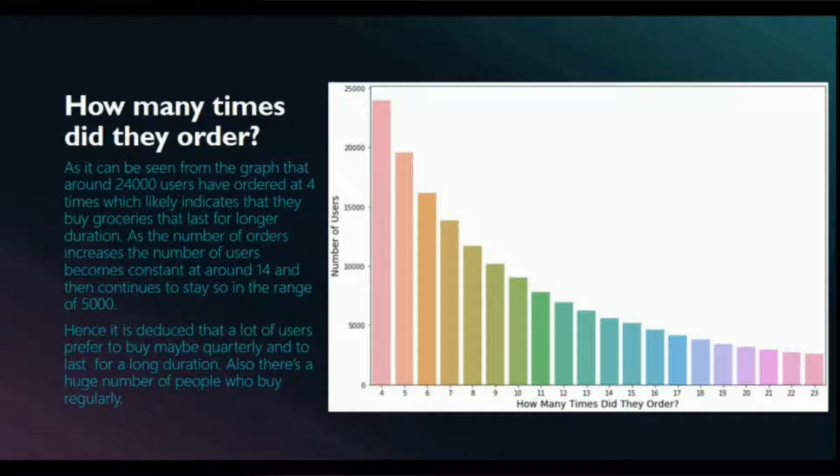Let's have a look at the reorders. From the graph, we observe that about 24,000 users have reordered only 4 times in a year. This could be because they have been purchasing items which last for a longer duration of time. At orders above 15 or 16, we notice that the magnitude becomes pretty constant at around 5,000. These are the customers who buy at frequent intervals. Hence, it is deduced that a lot of users prefer to buy quarterly and to last for a longer duration. Also, there's a huge number of people who buy regularly.